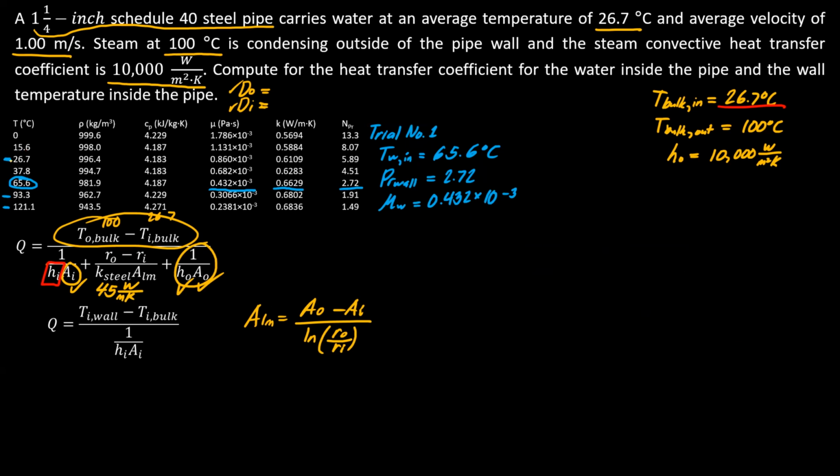Actually, I don't need to interpolate because I already chose 26.7. So this is the density, specific heat capacity, 26.7. So these values do not change. Especially we're going to plug in the diameter and density. Yeah, because the average temperature of the water doesn't change.